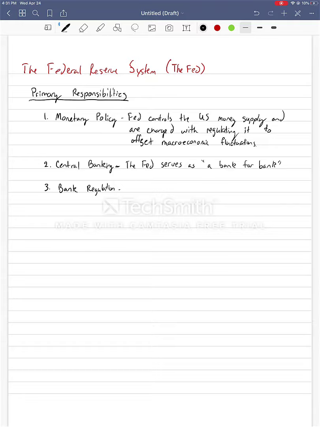They're one of the primary entities charged with ensuring the financial stability of banks.